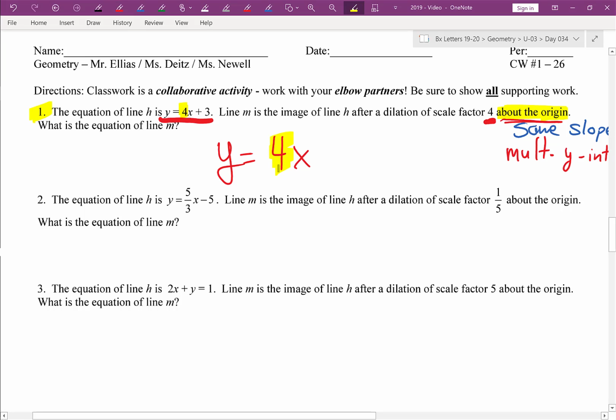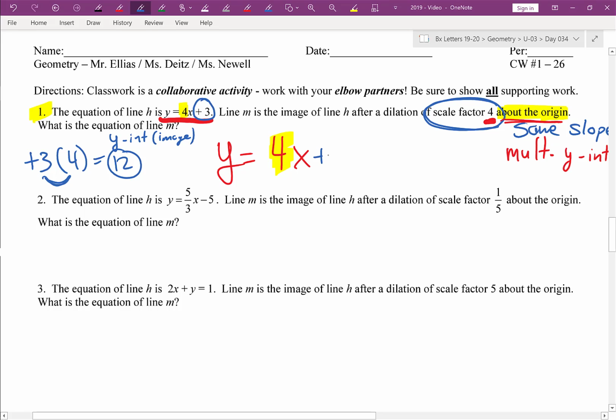They have to have the same slope. But that plus 3 is going to get multiplied by my scale factor of 4. So my new y-intercept, the image, is going to be 3 times 4, which is 12. So I'm going to stick that positive 12 at the end. And you should have some work showing your calculation for the y-intercept. Number 2 is literally the same thing, but now you're multiplying by 1/5.